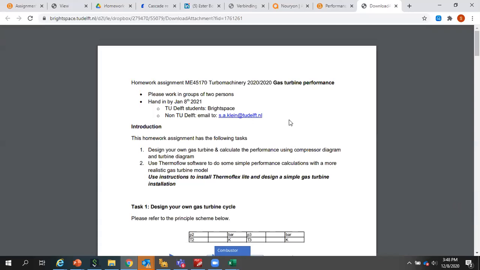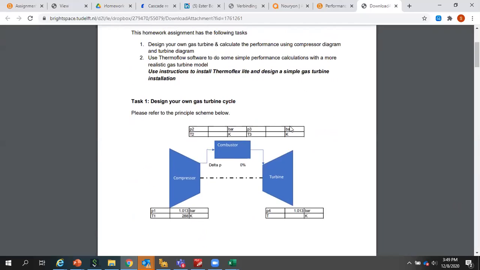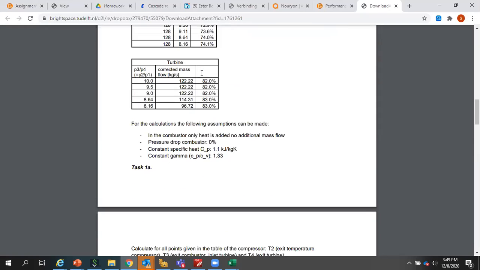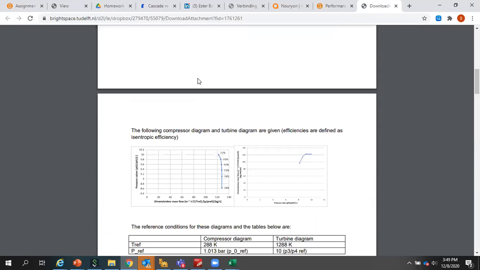Actually, this homework assignment has two parts. First of all, you have to design your own gas turbine cycle. And that's more or less the same situation we do today. And the other one is to use the Thermoflow software. We have a free trial license for the Thermoflex Lite package, and you can do that. Please do them in groups of two. I will check them for plagiarism. So don't copy from your fellow students. I really want you to understand it.